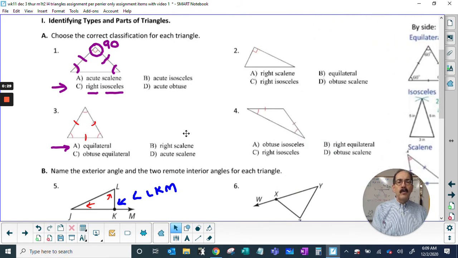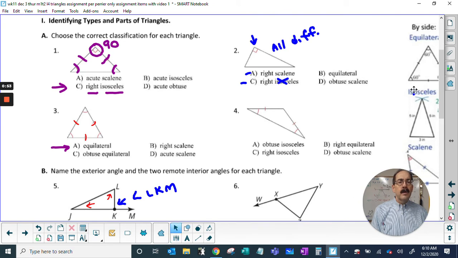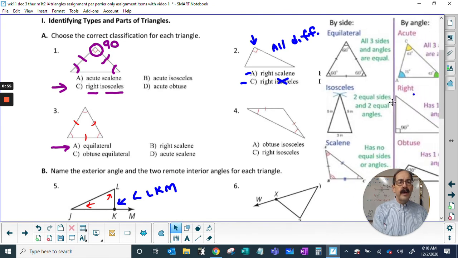And all we see is this right angle right here, okay? That's all we see. And it could be this, it could be this, but I don't see the hash marks, so let's assume all different, okay? Let's assume they're all different since we don't see those hash marks. And when they're all different, we have scalene, all right?